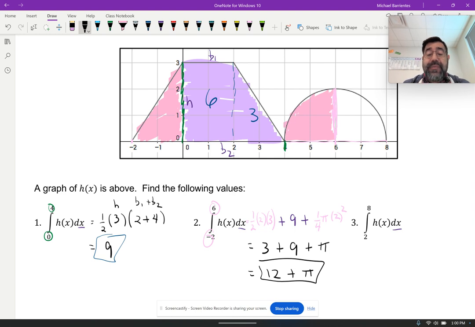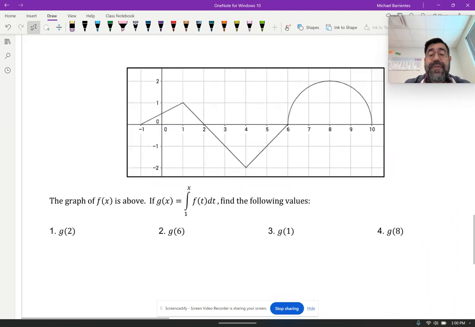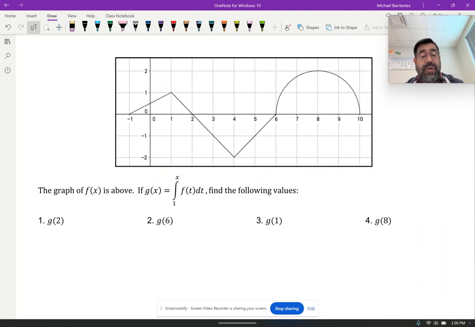I'm not going to do number 3 because number 3 is kind of the same idea. Just be careful. You can try number 3 and know that it goes from 2 to 8. So we start here from 2, and then we go all the way over here to 8. So there's this triangle and then the half circle area that you have to put together. But it's the same idea. I'd rather go on to the next one because the next one offers something that we haven't seen before.